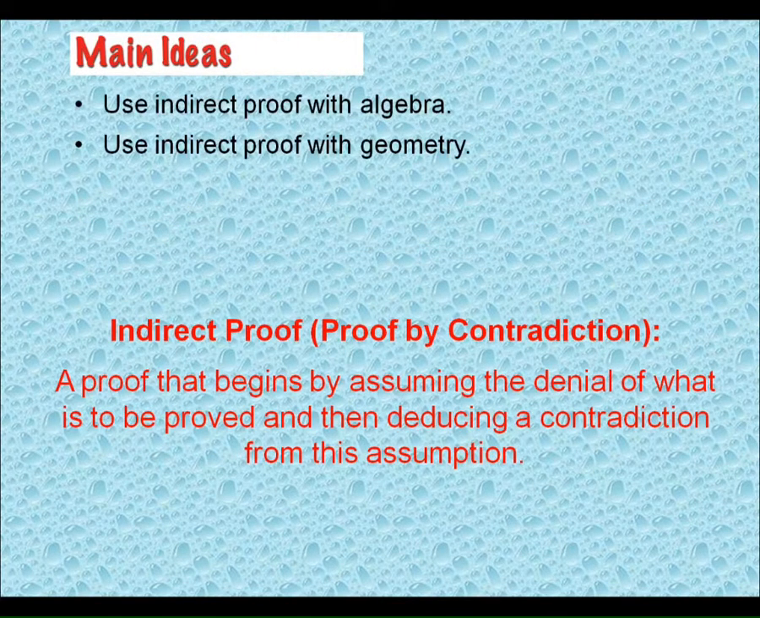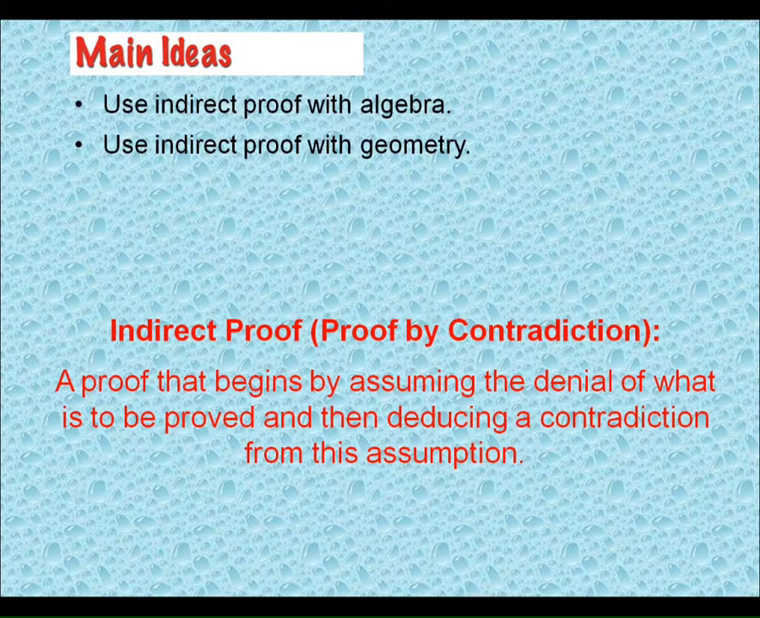Okay. So in this section, it's called indirect proof. Another word for an indirect proof. This is the only vocab you need to know from this section. It's what an indirect proof is, which is also called a proof by contradiction. These are the same thing. It's a type of proof that begins by assuming the denial of what is to be proved, and then deducing a contradiction from this assumption. Sounds like a long definition. It's really not too terrible.